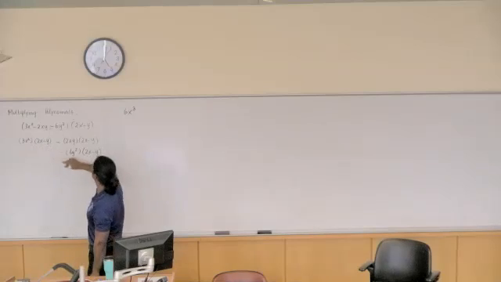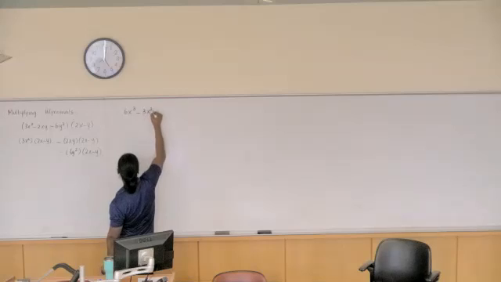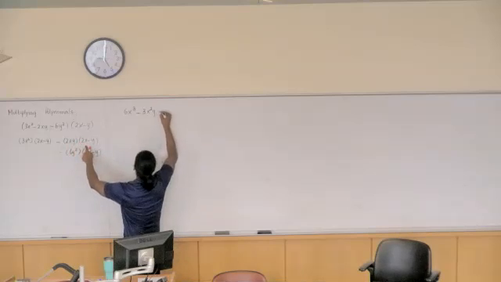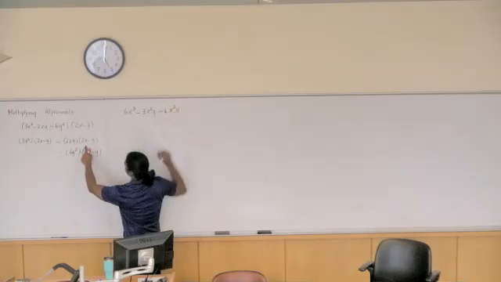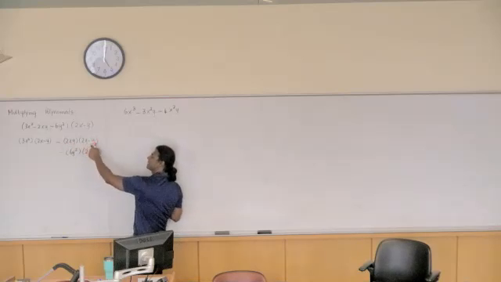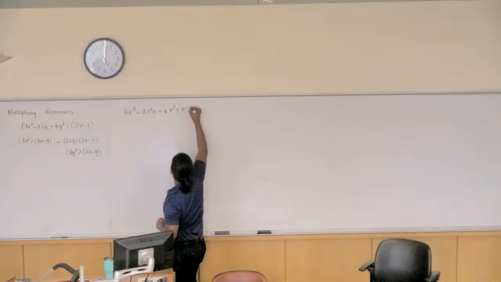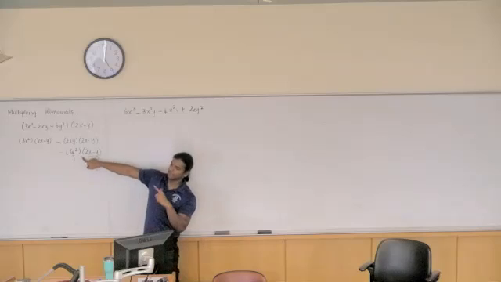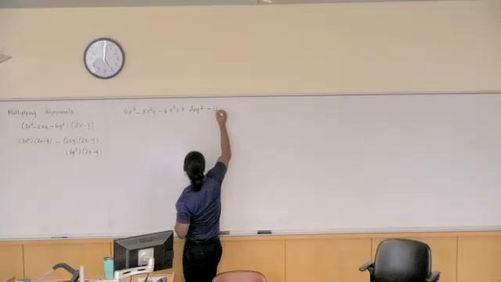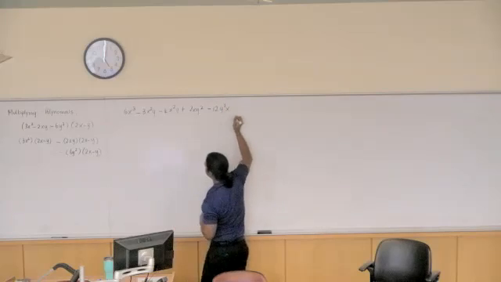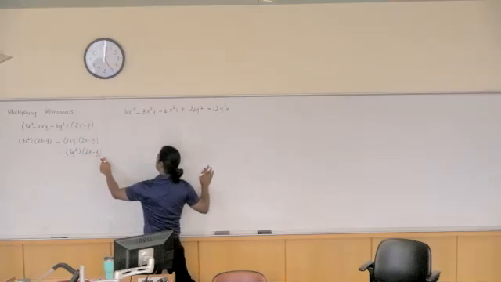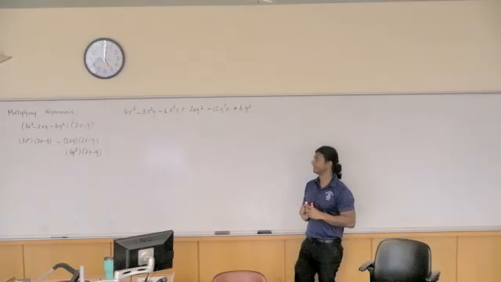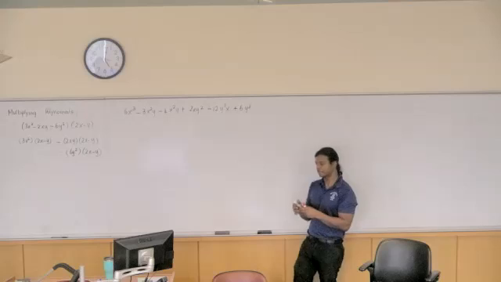Now we can multiply 3x squared times 2x is 6x cubed. 3x squared times negative y, negative 3x squared y. Negative 2xy times 2x, negative 4x squared y. Negative 2xy times negative y, positive 2xy squared. Negative 6y squared times 2x, negative 12y squared x. Negative 6y squared times negative y, positive 6y cubed. Good.